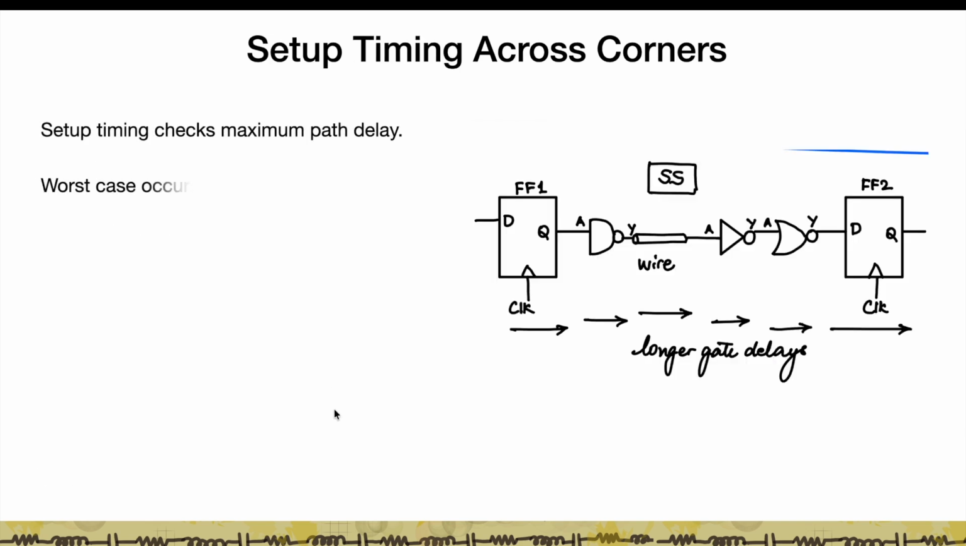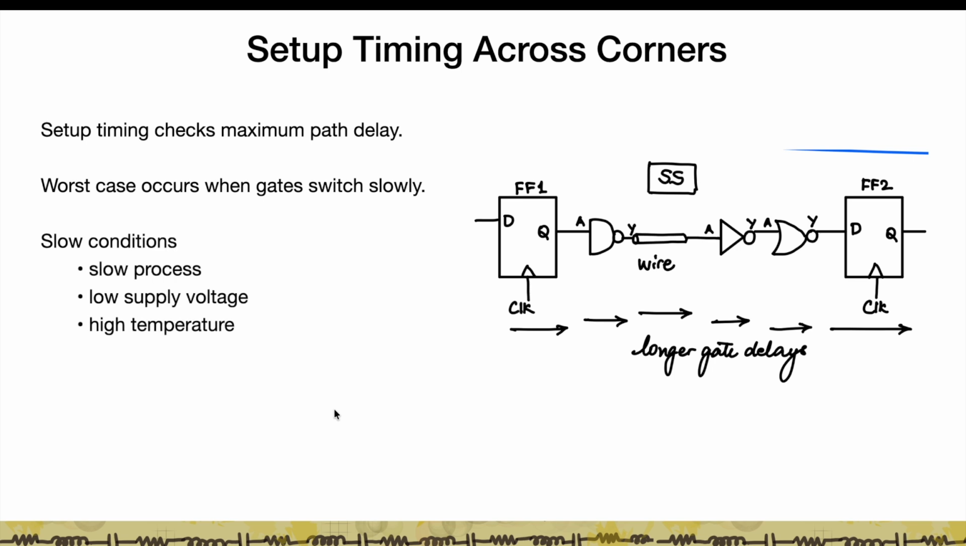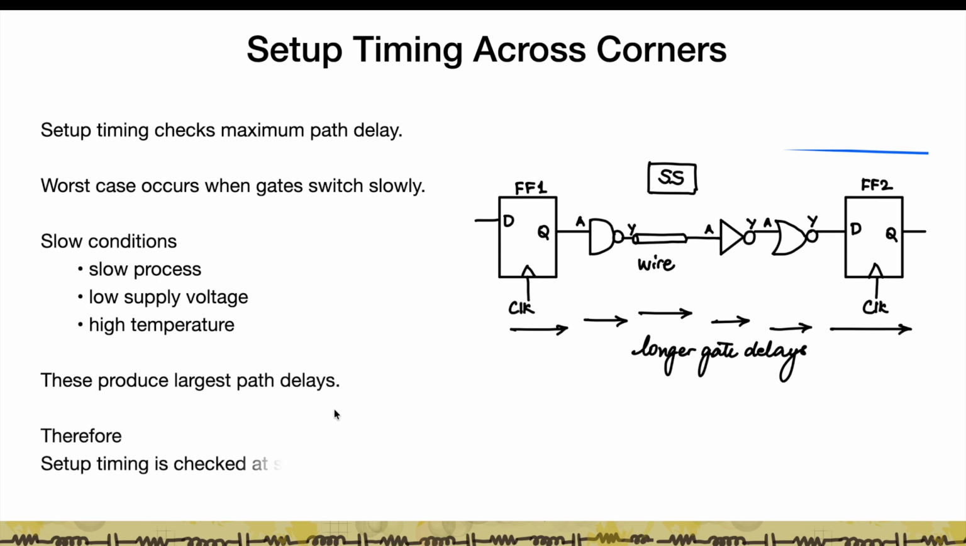Setup timing checks the maximum delay through a path, so the worst case for setup is the corner that makes gates as slow as possible. That's the SS corner: slow process, low voltage, high temperature. All three factors push delays up. Every gate in the path takes longer to switch. Wires have higher resistance. The cumulative arrival time at the captured register is at its maximum.